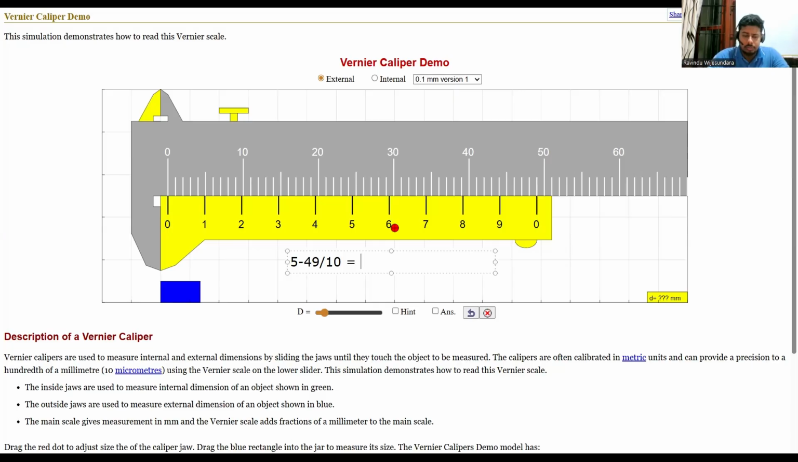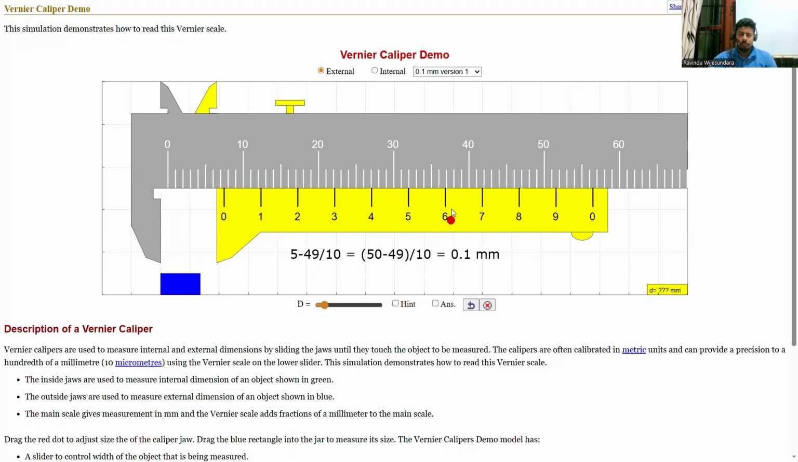Then you can calculate the least count. If you take the common base, you can write it as 50 minus 49 in the numerator, divided by 10. That is basically 0.1 millimeters. So this is the least count of the instrument. If you have got this one correctly, very good. Then we will read the diagram. I will move it somewhere here.